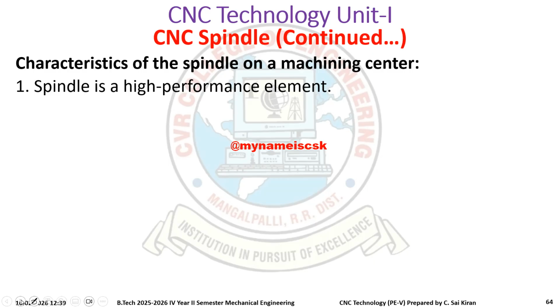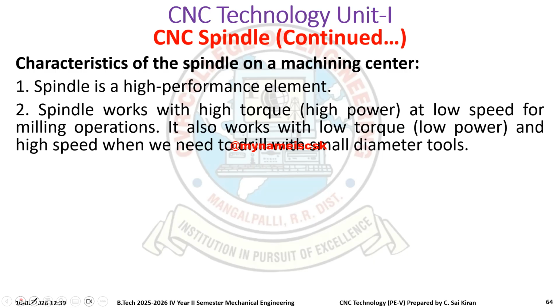And next, characteristics of a spindle on a machining center. So the spindle is a high performance element. It should have very high performance. Spindle works with high torque, high power, and low speed. So the torque should be high, and it should have very low speed in a milling operation. It works with low torque, low power, and high speed when required to drill small diameter holes. So for a milling operation, it should have high torque and low speed, and for drilling, it should have low torque and high speed.